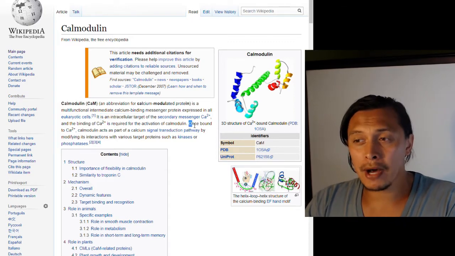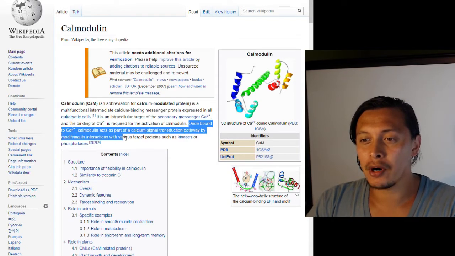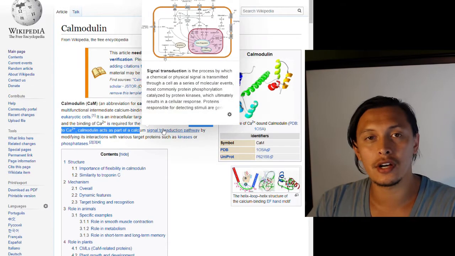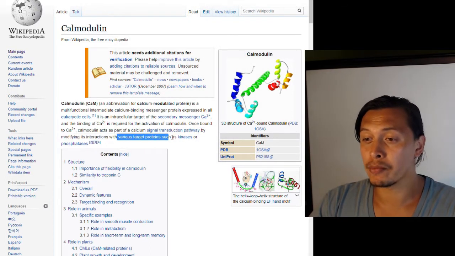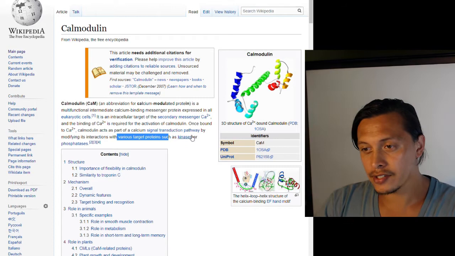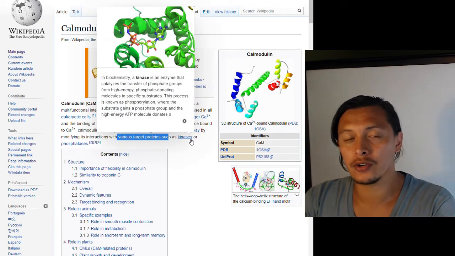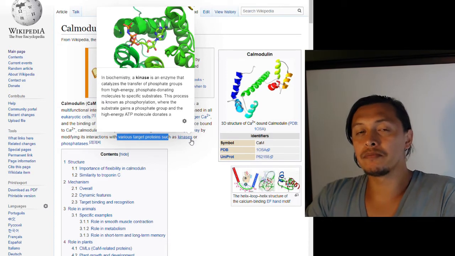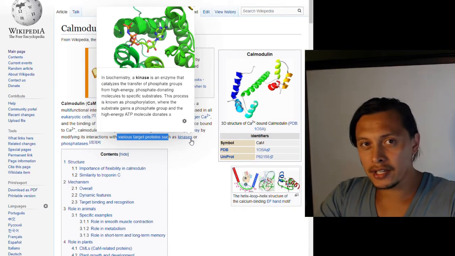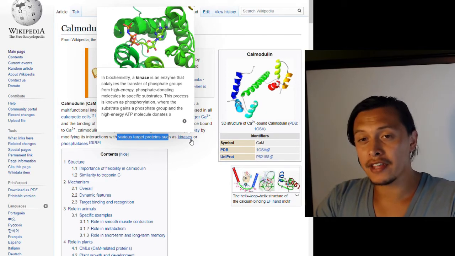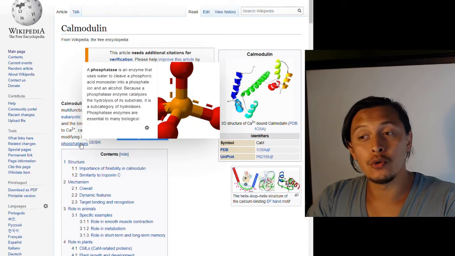So Calmodulin, once it is bound to calcium, it acts as a part of the calcium signal transduction pathways by modifying its interactions with various target proteins, such as the kinases or phosphatases. And just so you know, kinases are molecules that will take the nucleoside triphosphates, and then they will steal one of the phosphates off of that and then add it to a protein. And then the phosphatases do pretty much the opposite.